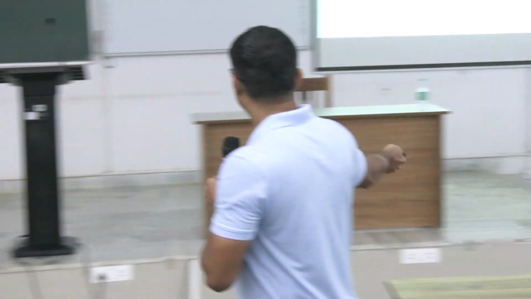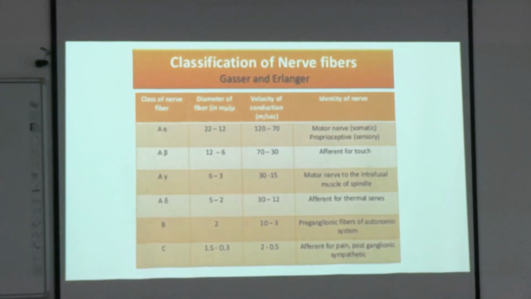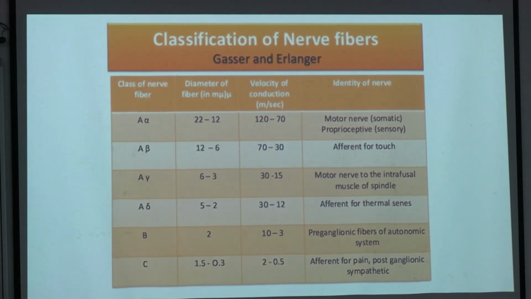This classification of nerve fibers is called the Erlanger and Gasser classification. I will show it in my next slide. So this is called the Erlanger and Gasser classification of nerve fibers. According to the Erlanger and Gasser classification, nerve fibers are classified simply as... first, do not look at this slide because it will be difficult for you to remember. So let me simplify it for you.